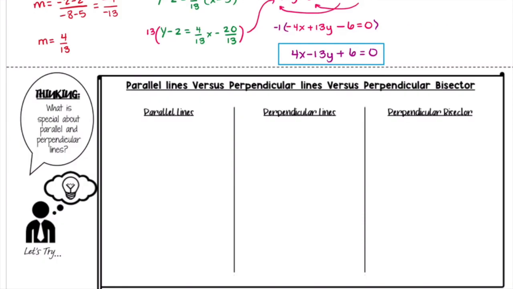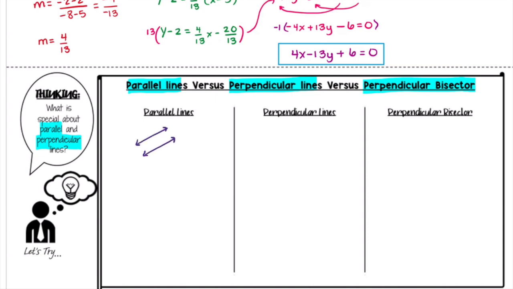Let's take a look at today's thinking. What is special about parallel and perpendicular lines? So we have parallel lines versus perpendicular lines versus perpendicular bisector. Parallel lines are lines that never intersect and lines that have the same gradient.